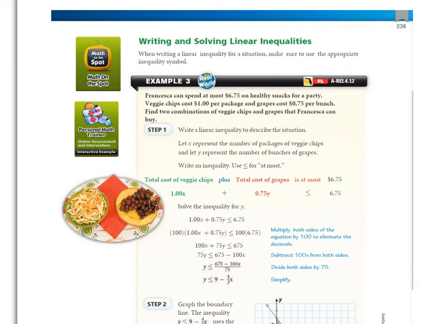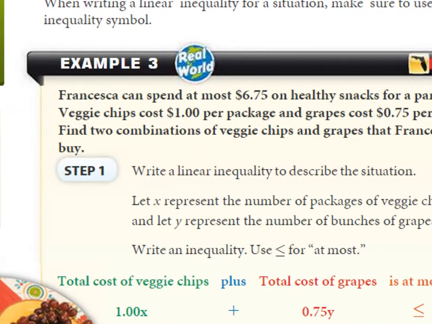At most, we saw all the way back in Module 4. Can she spend more than that? No. So we know it's going to be a less than, even though it says at most. Remember, that's that kind of trick one. Could she spend exactly $6.75? Yep. So less than or equal to is our most there.